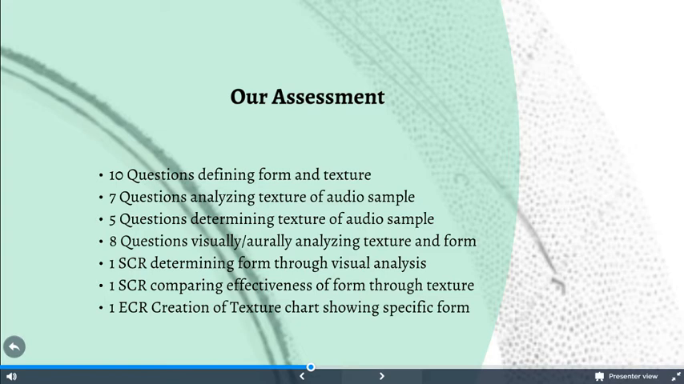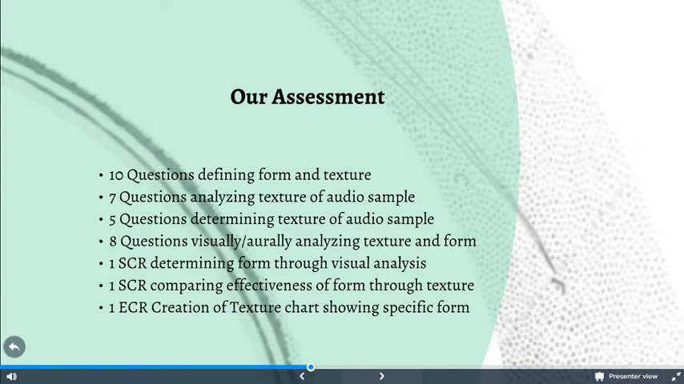the next set of questions had to determine if you could figure out exactly which instruments you were able to hear. And then the following 8 questions after that had you combine this and be able to visually and aurally analyze the texture and the form. So we go through each part as separate, and then the final 8 questions is talking about the combination of figuring out the form through the use of texture.